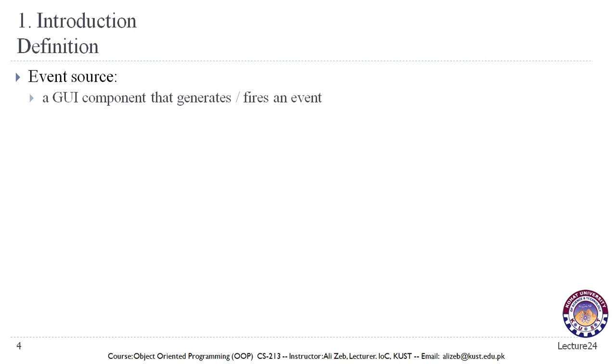Event source: a GUI component that generates or fires an event. This can be a button, a text field, or a label. An event is the user interaction. For example, clicking on the button is an event, or pressing the enter key or any other key on the keyboard is an event. Now we understand that our interface should respond to these kinds of events.